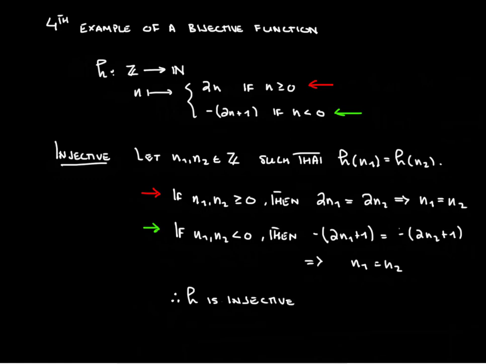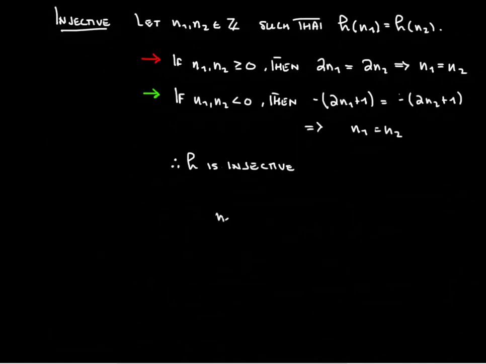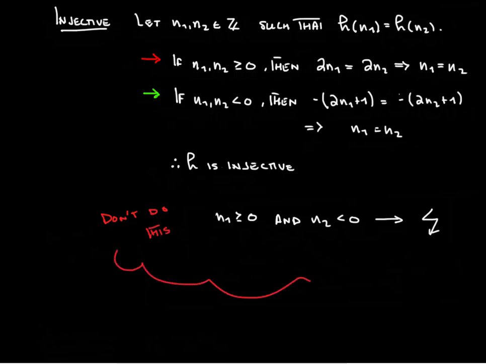If you consider other cases, like n1 is positive or equal to 0 and n2 is negative, this will lead you to a contradiction. Okay, this is the symbol for contradiction, so you don't have to do this. This is an unnecessary case to consider right here.